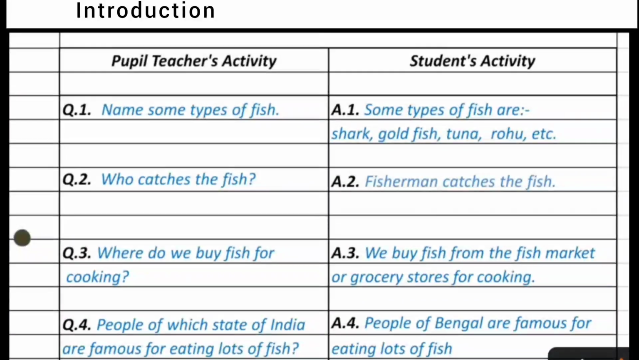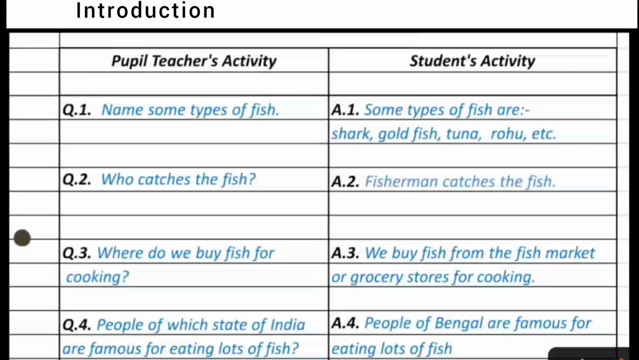So for this topic, a few examples of questions that can be framed are: number 1, name some types of fish. And the expected answer of this question is some types of fish are shark, goldfish, tuna, rohu, etc. Next question can be who catches the fish? And the expected answer is fisherman catches the fish.